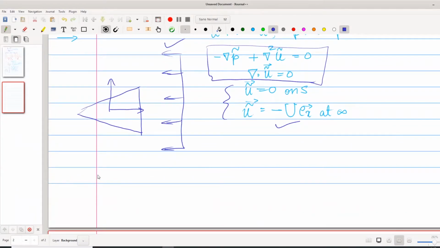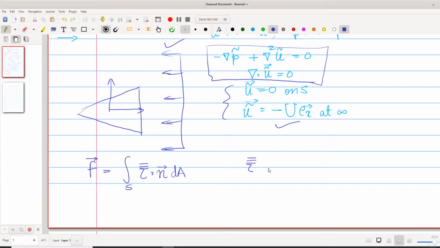So first of all, how do we find drag? So the force vector, as we know from very elementary classes, is the integral over the entire surface of the stress tensor dot n dA over the entire surface, where in general the stress tensor is minus p times the identity matrix plus mu times grad u plus grad u transpose, right? In a dimensionless form, this is also minus p times the identity matrix plus grad u plus grad u transpose.